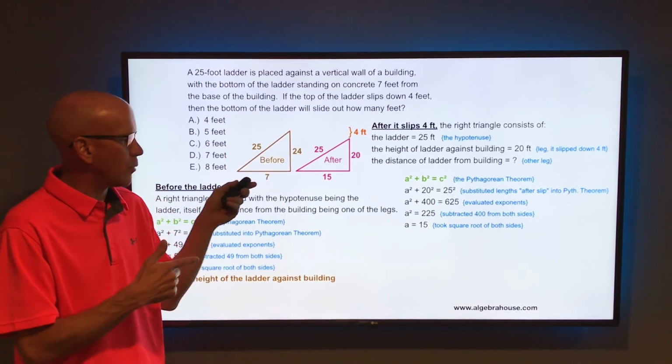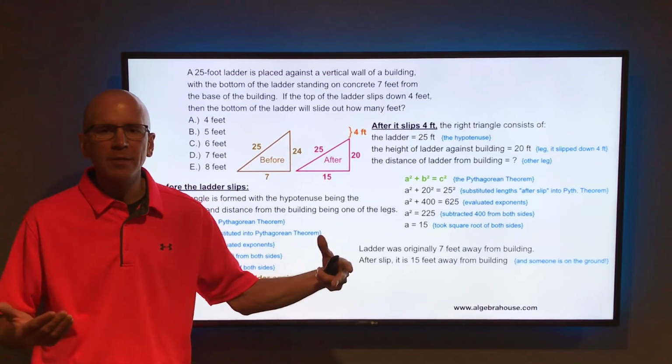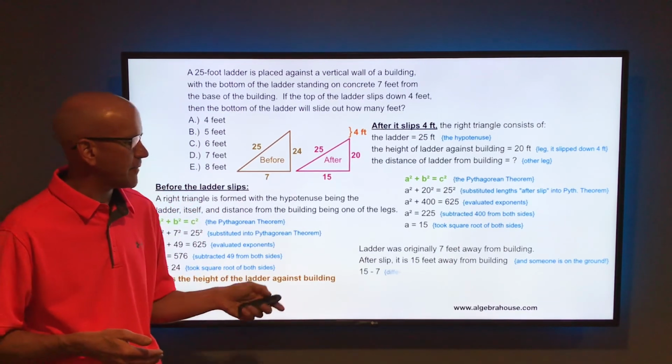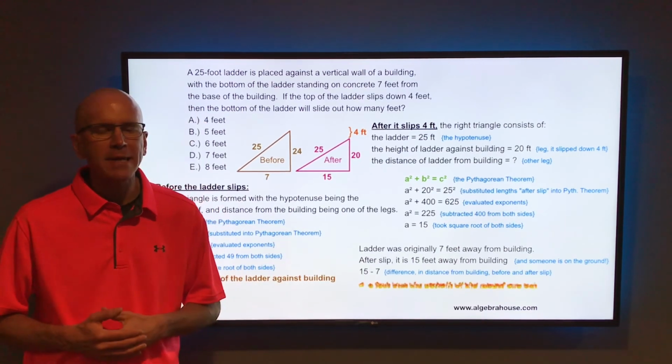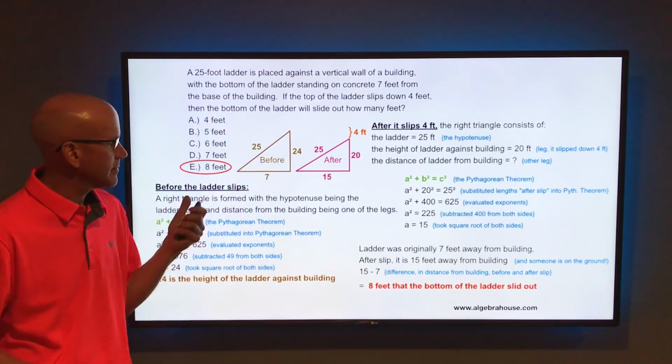The distance the ladder was away from the building before the slip was 7. So the difference between those two is the distance of the slide that it made. So just take 15 minus 7. Of course, that is going to be 8. So that ladder slid 8 feet. And that is letter E.